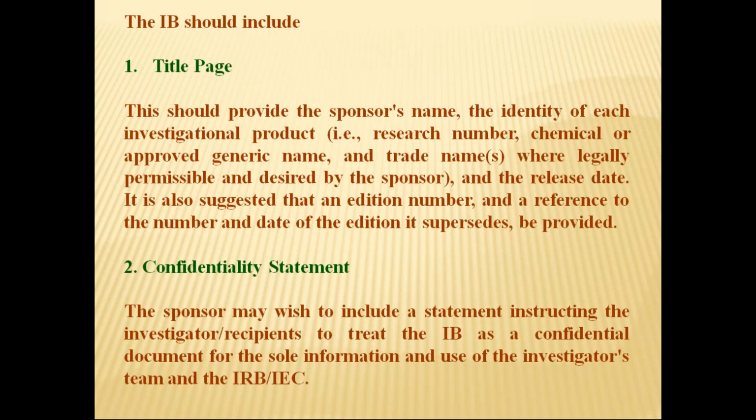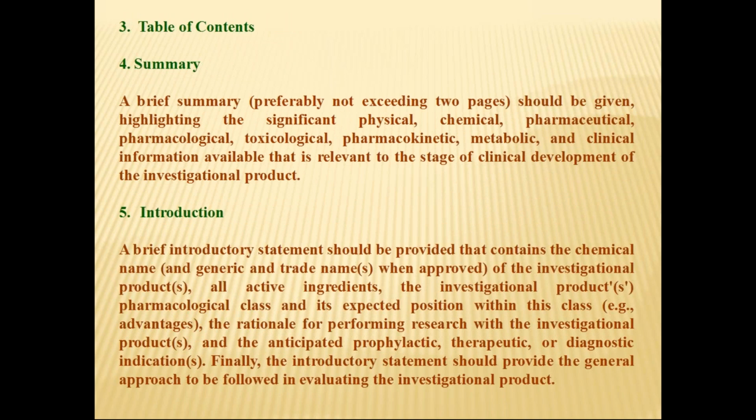Second page, confidentiality statement. The sponsor may wish to include a statement instructing the investigator to treat the IB as a confidential document. Then the table of contents, and a summary highlighting all the properties: physical, chemical, pharmaceutical, toxicological, pharmacological, kinetics, and metabolic, all the information available relevant to the stage of development of the product.